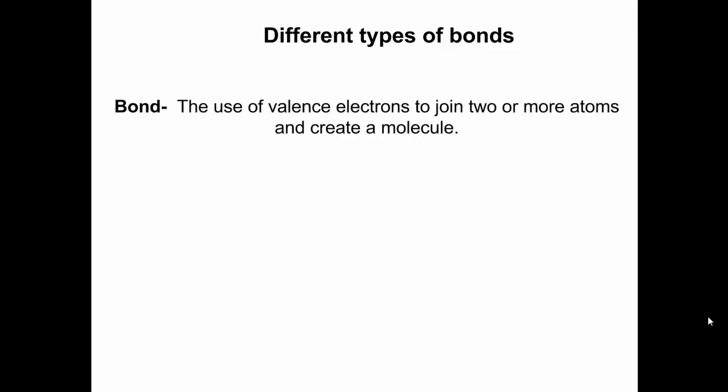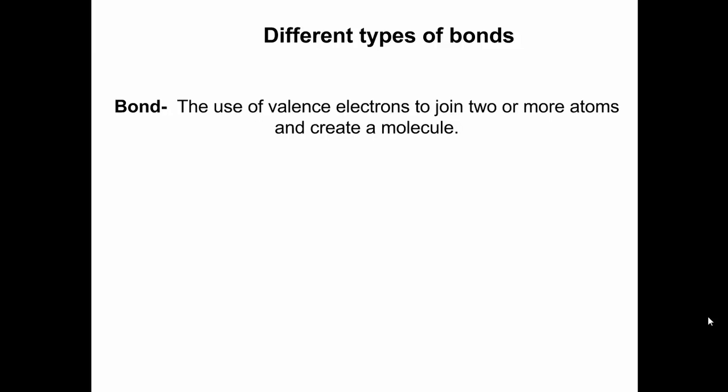The way that we're using the word bond, we're referring to the use of valence electrons to join two or more atoms and create a molecule or a compound. Remember, the difference between a molecule and a compound is that a molecule is when two or more atoms are joined together. A compound is when two or more elements are joined together. So all compounds are molecules, but not all molecules are compounds.